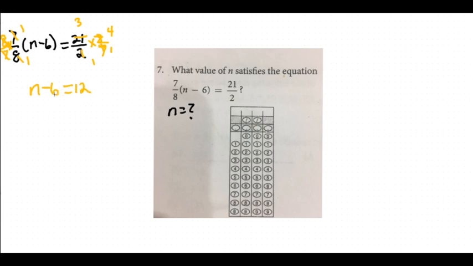And then what would you do? To get rid of this negative 6, you have to add 6 to both sides. So you'll get n, this becomes 0, and then you'll get here n plus 12 is 18. So your answer is n is equal to 18.